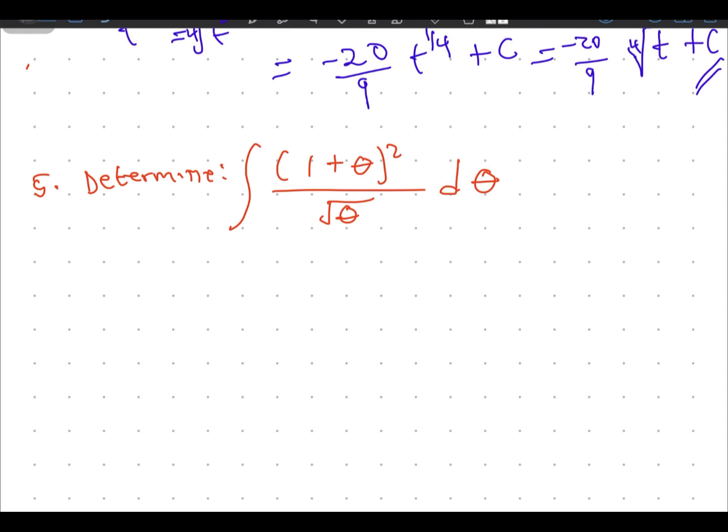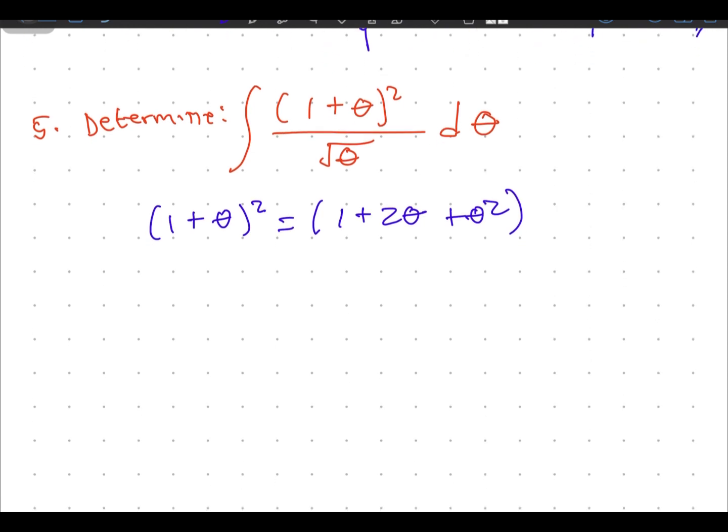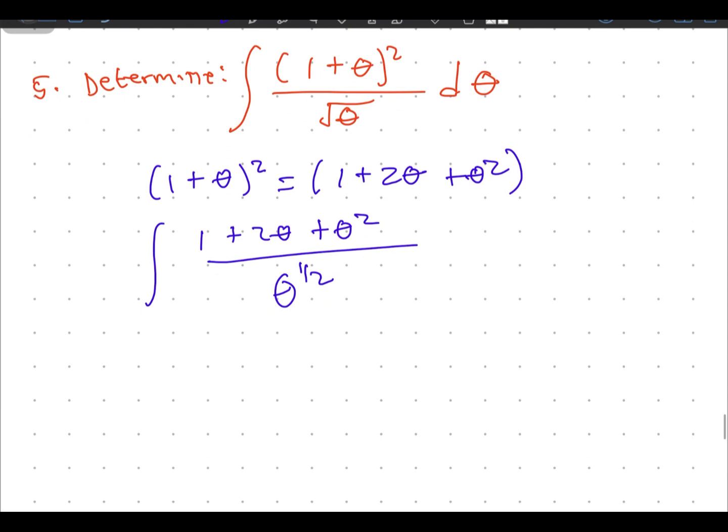Simplify the top one, which is (1 plus theta) all squared. When you simplify it, you are supposed to get 1 plus 2 theta plus theta squared, right? So you replace it over there, which is the integral of (1 plus 2 theta plus theta squared) all over, and you know square root of theta is the same as theta to the 1 over 2. And then further simplify it.